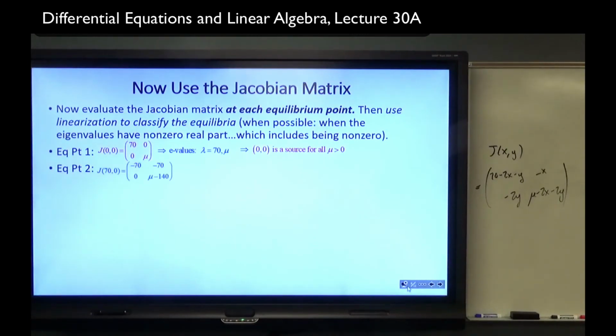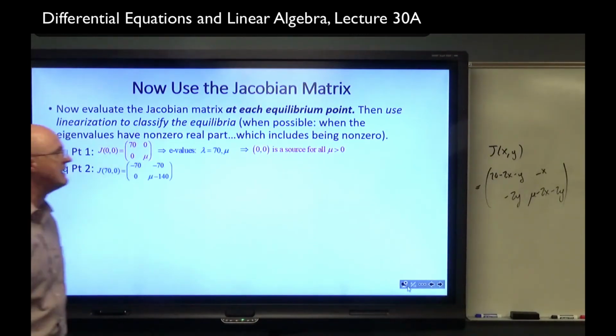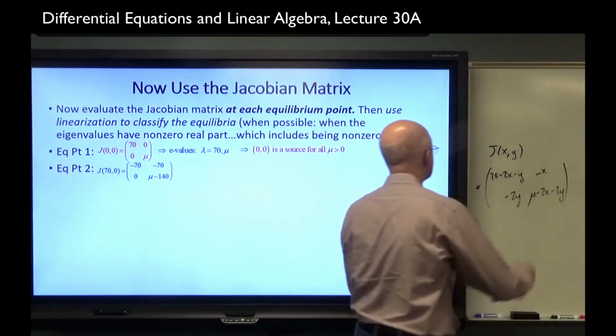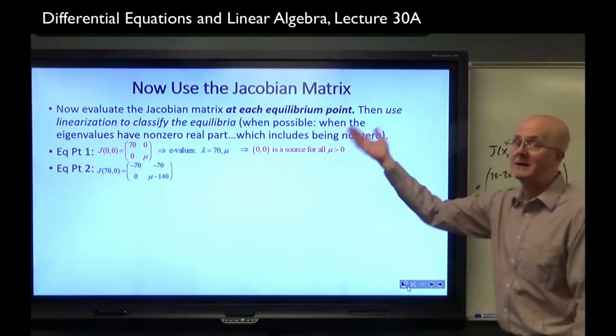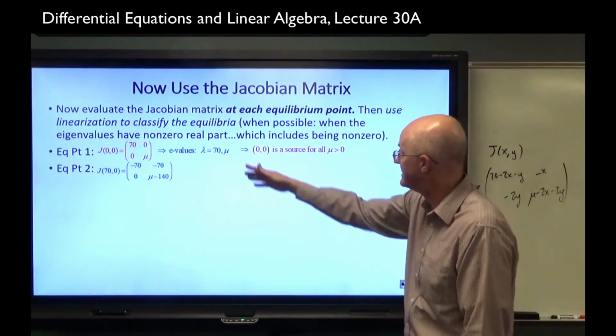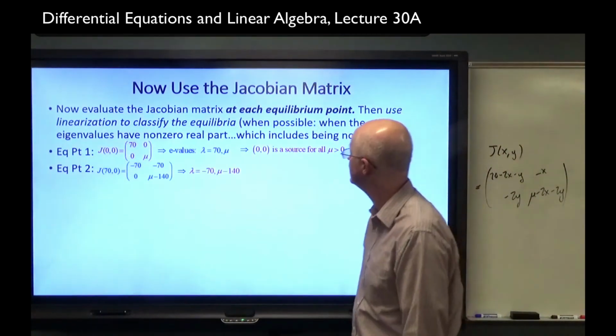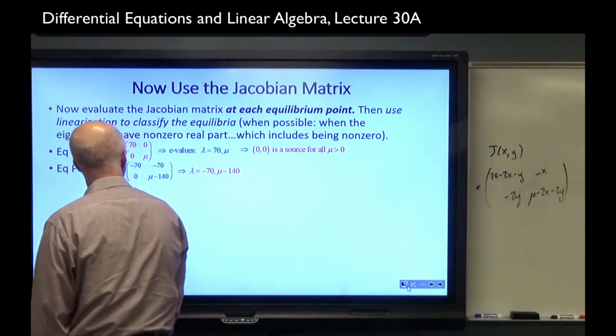Equilibrium point 2. Plug in x is 70, y is 0. 70 minus 140 minus 0 is negative 70. Negative 2 times 70 is negative 140 in the upper right, 0 in the lower left, and you get mu minus 140. That's not diagonal, but it is upper triangular. The eigenvalues are still the numbers on the main diagonal: negative 70 and mu minus 140.